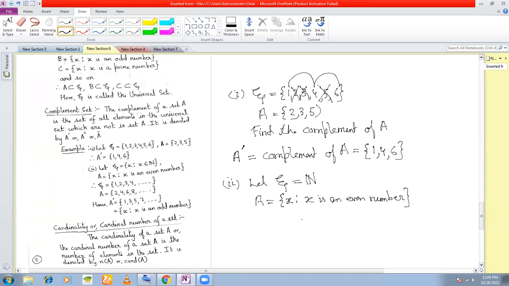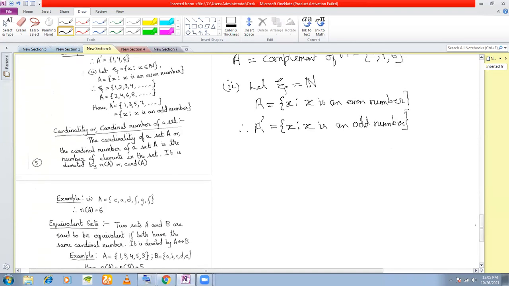Okay. Then what should be the complement of A? If my universal set consists of all the natural numbers, odd numbers, exactly. Because if my set A consists of all the even numbers, and my universal set is the set of all the natural numbers starting with 1, then what numbers remain if I remove all the even numbers from the universal set? Only the odd numbers remain. So therefore, my complement will be x such that x is an odd number. Okay. So that is what is meant by complement.